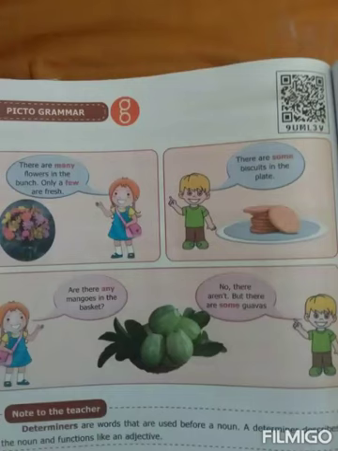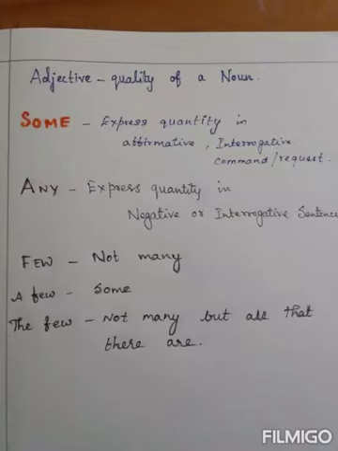Okay, so we have to place the determiner before the noun. And we will have the confusion how to place this determiner. Which determiner we have to use? Okay, so I'll give you some small tips. Some, S-O-M-E, some is a determiner you can use to express quantity, amount, in affirmative and interrogative sentences. If there is an affirmative sentence or interrogative sentence and command or request, there you can place the determiner some.